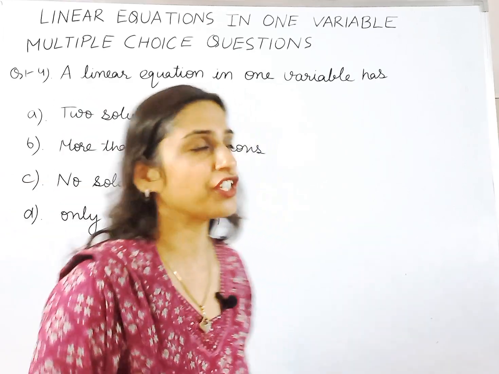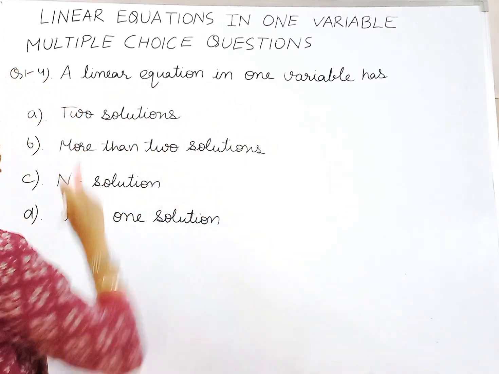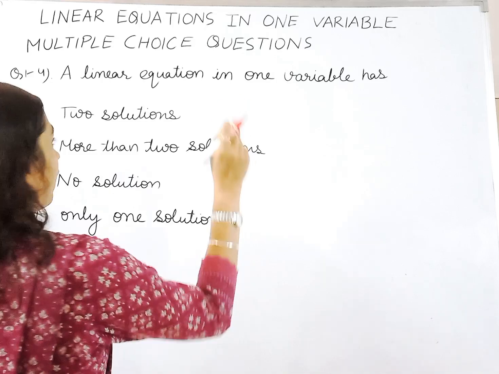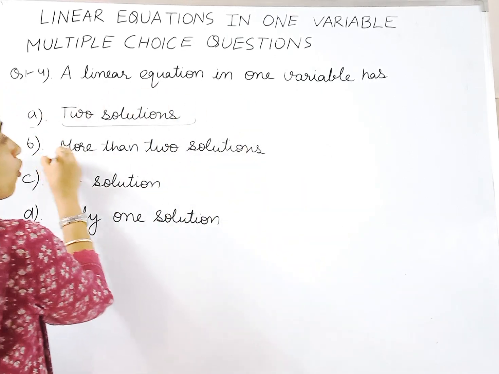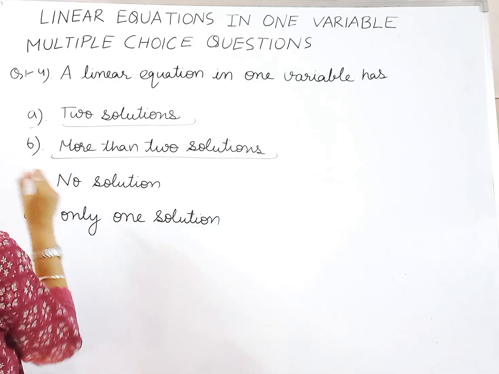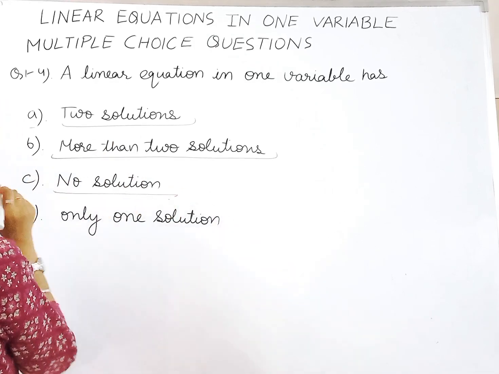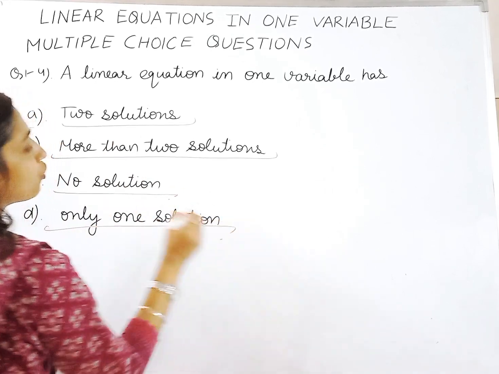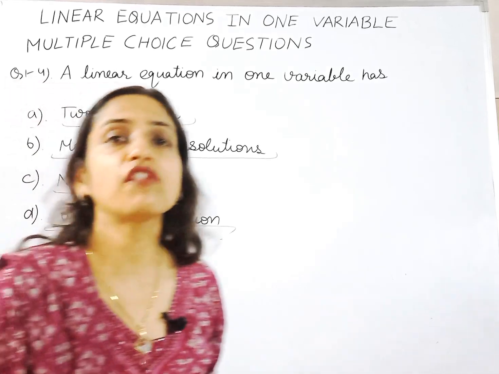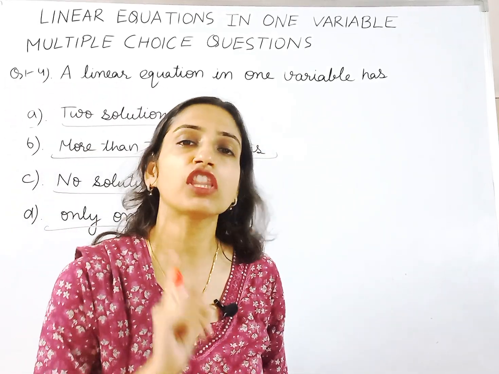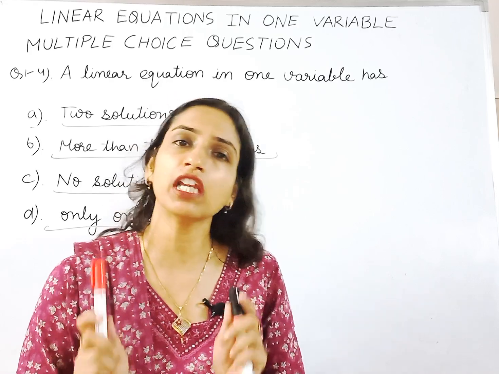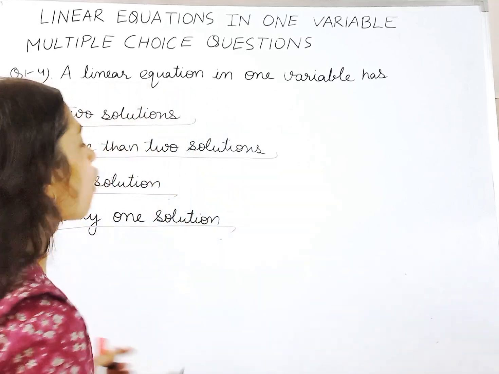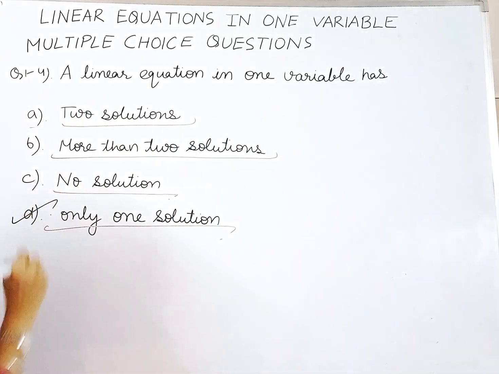The next question is: a linear equation in one variable has option A, two solutions, option B, more than two solutions, option C, no solution, and option D, only one solution. We know that whenever there is a linear equation with one variable, that equation has only and only one unique solution. So option number D is the correct option.